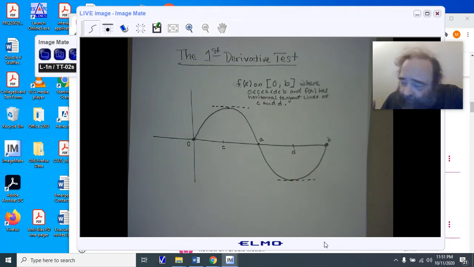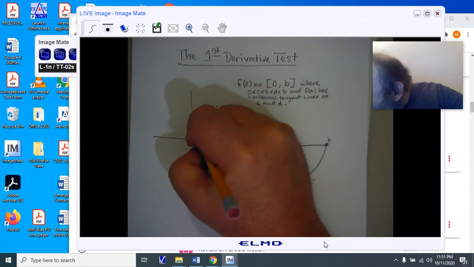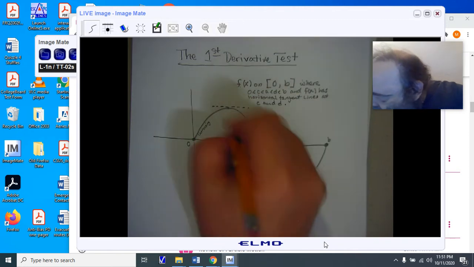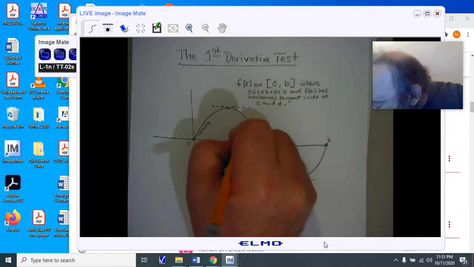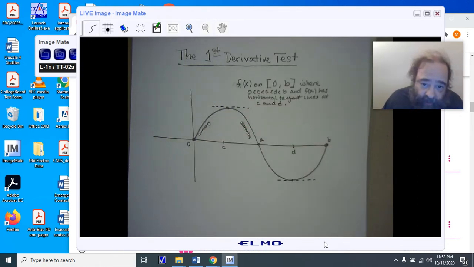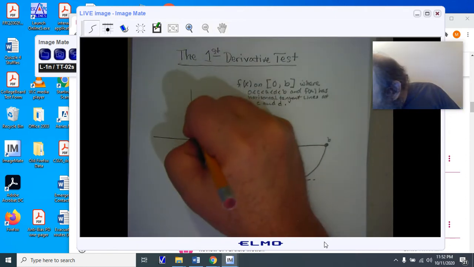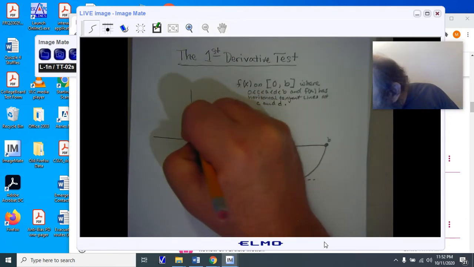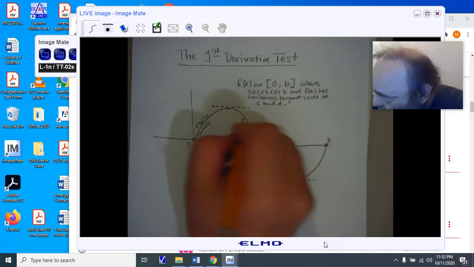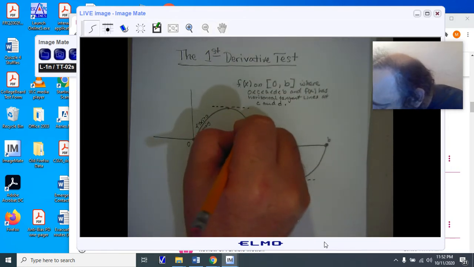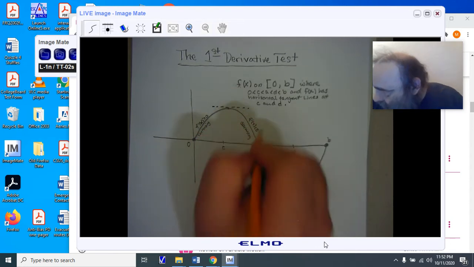Notice that in this sine curve, we have an increasing interval and we have a decreasing interval. Now we know that when we have an increasing interval, our derivative, in this case f prime of x, is going to be greater than 0. And on this side, when we have a decreasing interval, our f prime of x is less than 0.